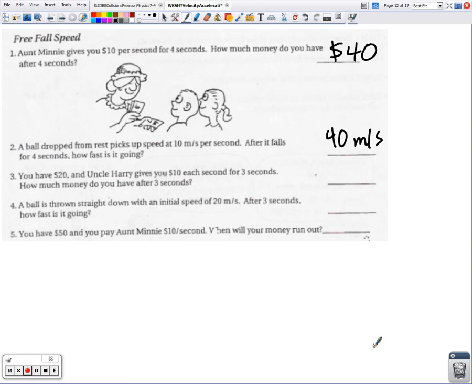Not Aunt Harry, Uncle Harry. So it says, you have $20 now. Maybe it's her second husband. Yes. So he used to be her gardener, but then they got married. And, so. Wow. So that's what Aunt Minnie does. She's a science teacher. Because we make so much money that we can afford to hand out $10 a second to people. Just for seconds.